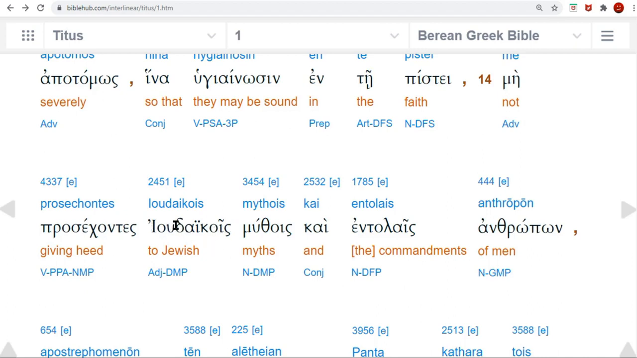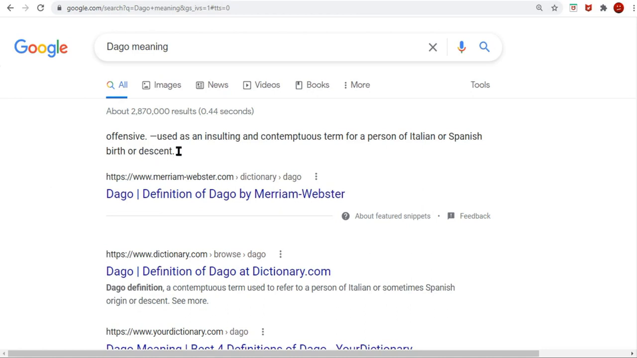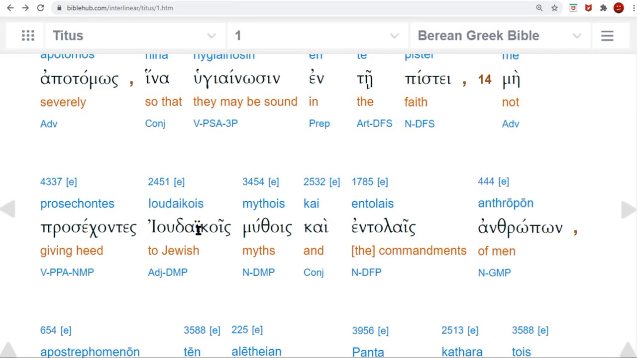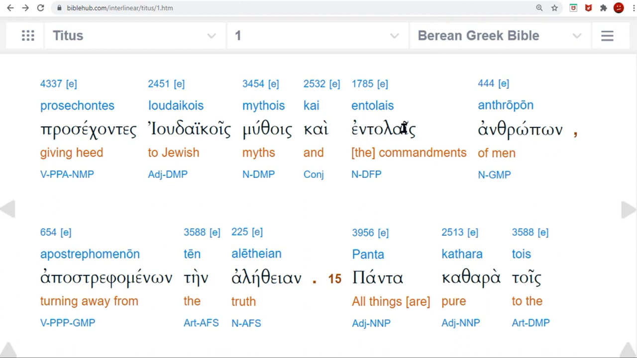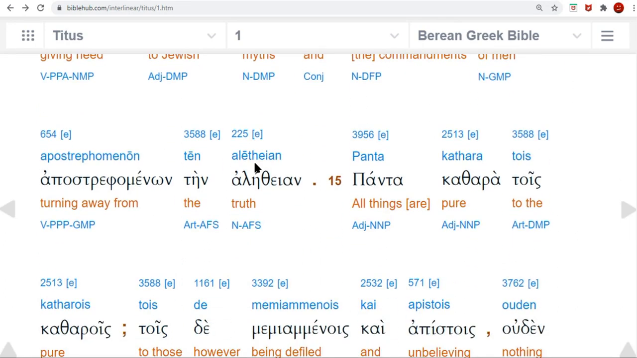Ioudaikois. And what this turned into is our word Dagos. Ioudaikois. You know, Dago is an offensive term for a person of Italian or Spanish descent. And he's talking about the Italians, talking about the Romans. Then much force each on it, Ioudaikois, myths. The mother tho is, the mytho is. And entolais, on thereupon. And entolais, on thereupon.